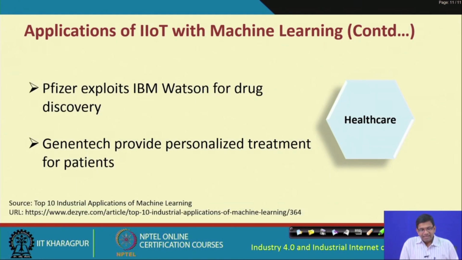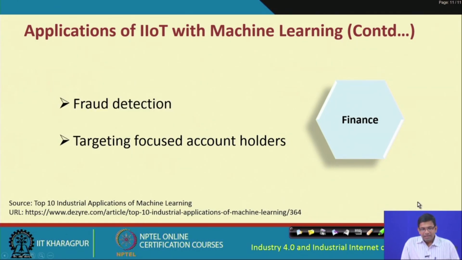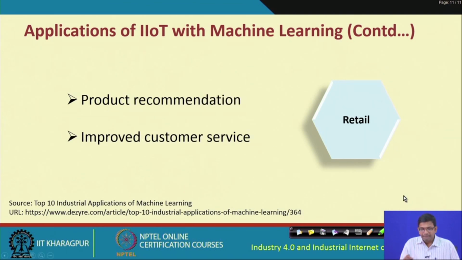So, the company Pfizer, which is in the medical space, the healthcare domain, exploits IBM Watson for drug discovery. That is where they use different machine learning techniques for drug discovery. Another company, Genentech, provides personalized treatment for patients. There also machine learning is used. In finance, for fraud detection and for targeting focused account holders, IIoT with machine learning techniques could be utilized.